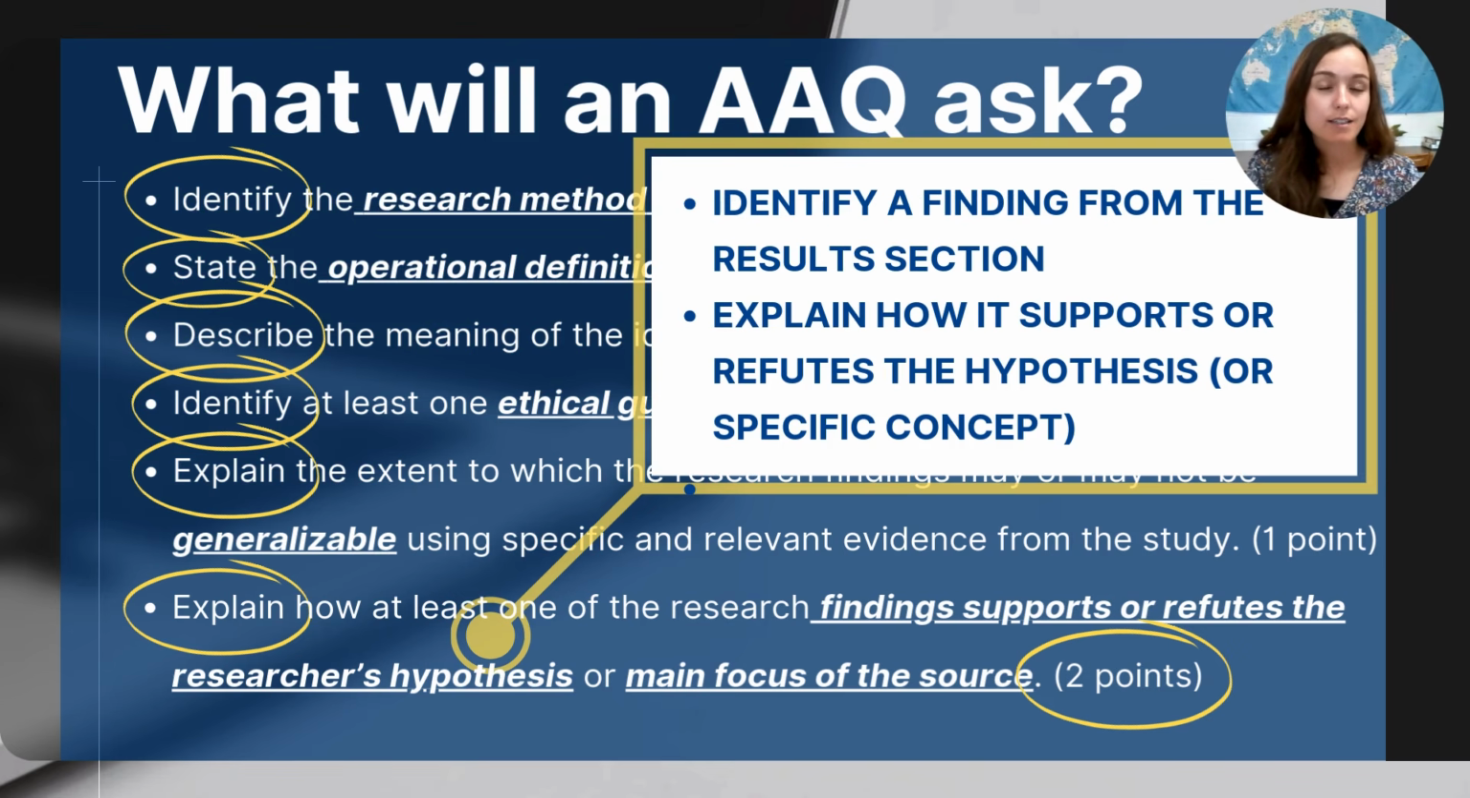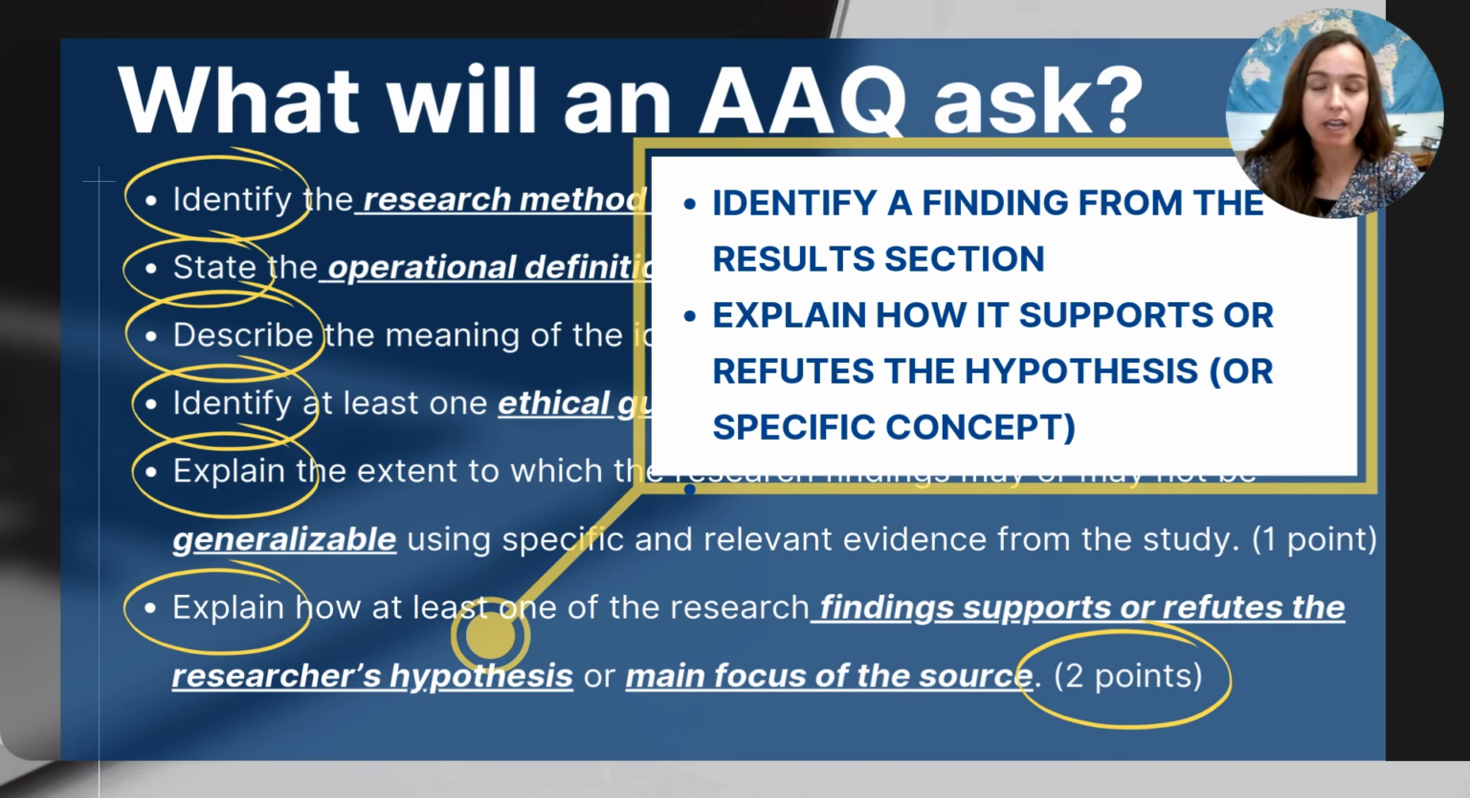The last task you'll be asked to do in the AAQ is to explain one of the findings and how it either supports or refutes the hypothesis. Or instead of hypothesis, they could ask you to see how the findings support or refute or relate to the focus of the study. They could put a concept in there and ask you to take some of the findings and then relate it to a psychological concept. So this is going to require you to pull out specific results from the study and then determine if it aligns with the prediction or the hypothesis, or how it aligns with a particular concept they might bring up.